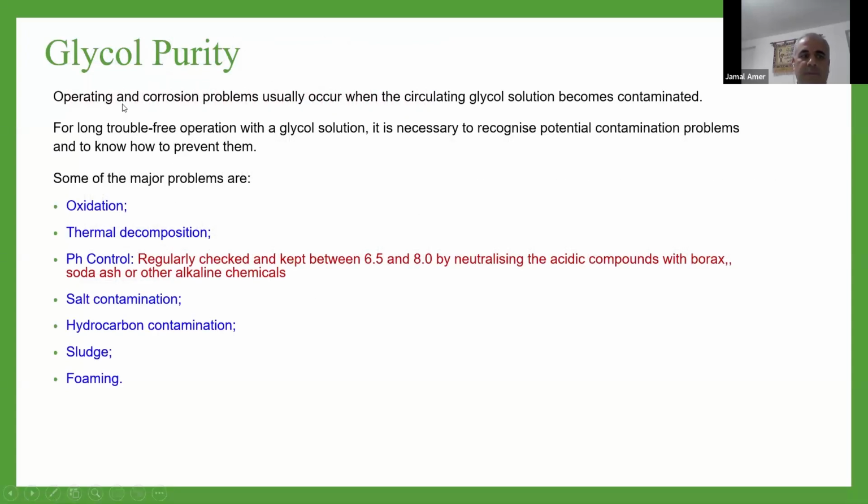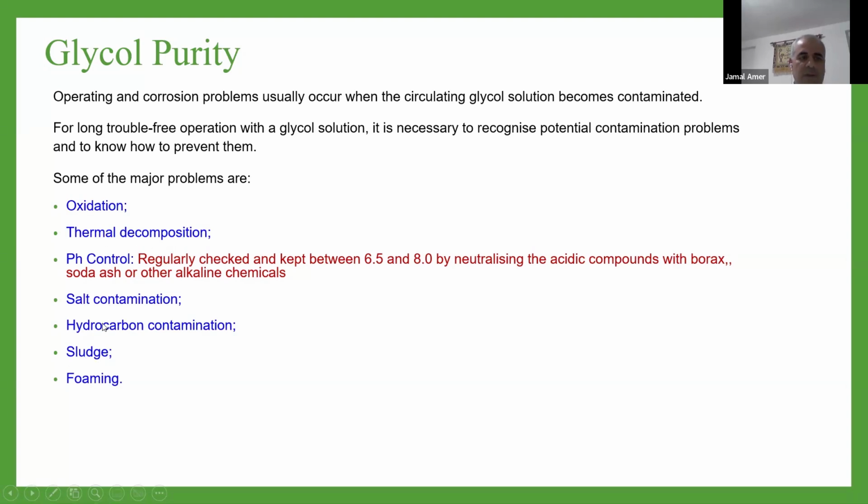Glycol purity. What happens that affects the purity of glycol? We have oxidation, thermal decomposition, and pH control. The pH should be continuously controlled. We have to maintain it between 6.5 and 8 by neutralizing the acidic components with borax, soda ash, or other alkaline chemicals. We have other problems also: salt contamination, hydrocarbon contamination, and sludge forming.